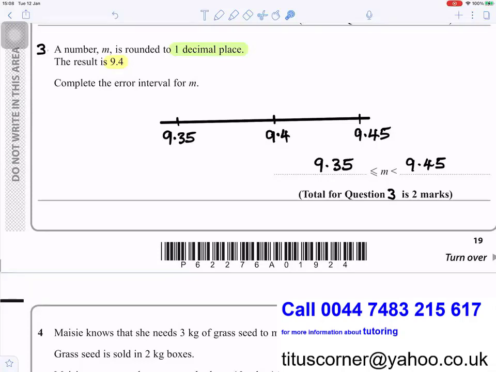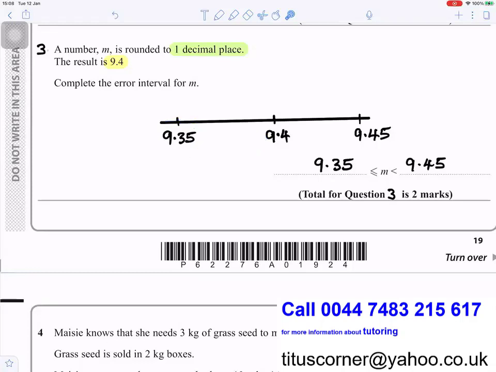So you can round 9.35 to 9.4. Because if you put a line after the 3, this 5, you change it to 1 and add it to 3, it becomes 4. So 9.35, you can round it to 9.4.